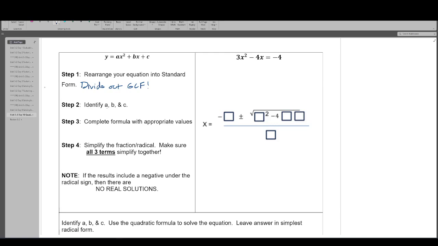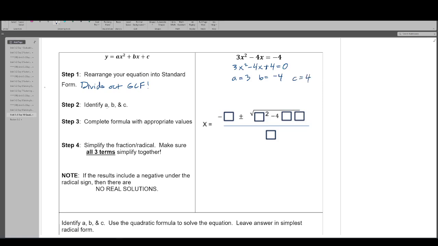We have 3x squared minus 4x equals negative 4. We're going to put 3x squared minus 4x, and add 4 to both sides and get plus 4 is equal to 0. So step 1 is done. There's no GCF to divide out. Identify A, B, and C. So A is 3, B is negative 4. Remember the sign has to go with it. And C is positive 4.